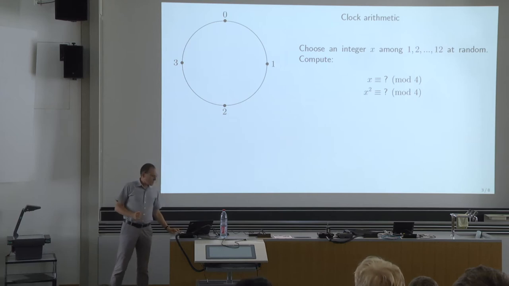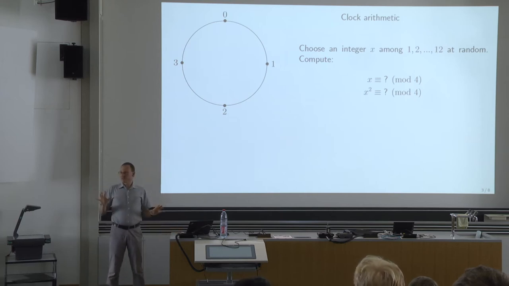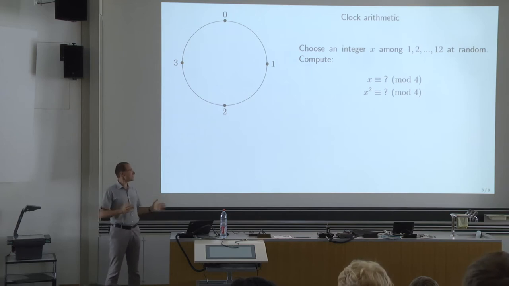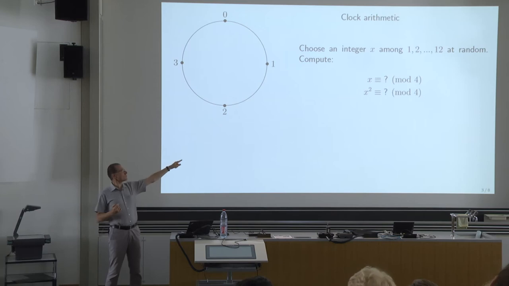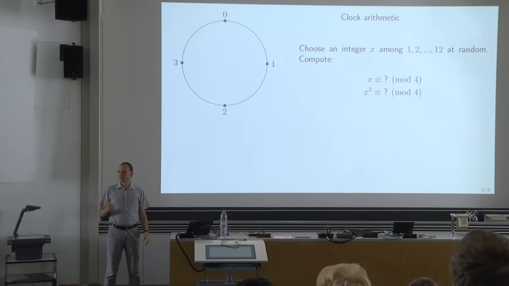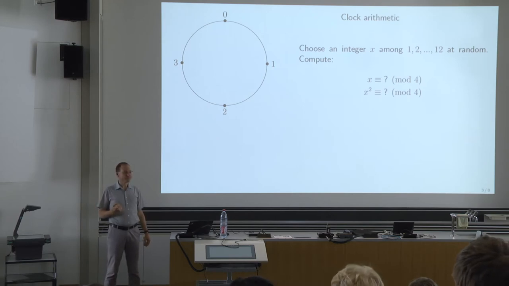Now, you remember the number you chose. Compute its square. Square it. If you chose a smaller number, you're lucky, but not a big deal if you chose 11 or 12. Compute the square. And then what is the square congruent to mod 4? Compute the residue of the square of your number upon division by 4. Shouldn't be difficult to compute.